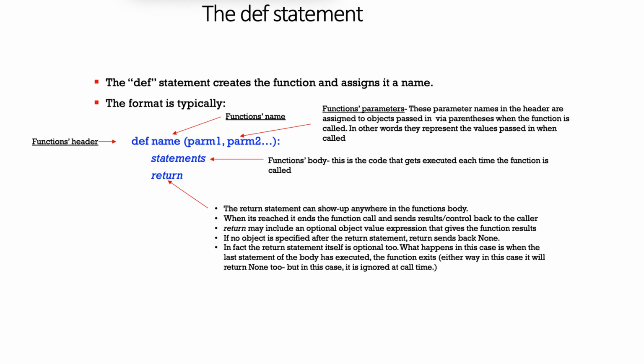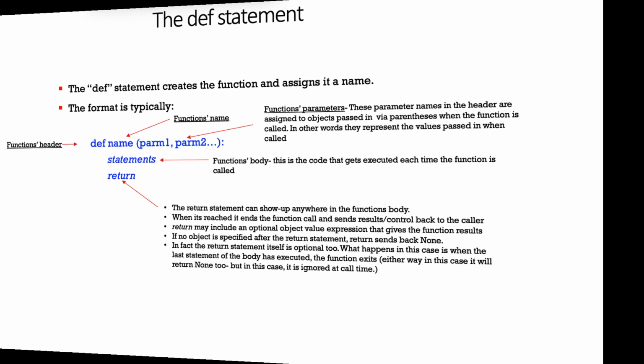And the return statement can show up anywhere in the function's body. When it's reached, it ends the function call and sends results and control back to the caller. Return may include an optional object value expression that gives the function results. If no object is specified after the return statement, the return sends back None. In fact, the return statement itself is optional too. What happens in this case is when the last statement of the body is executed, the function exits. Either way, in this case, it will return None too. It is ignored at call time.